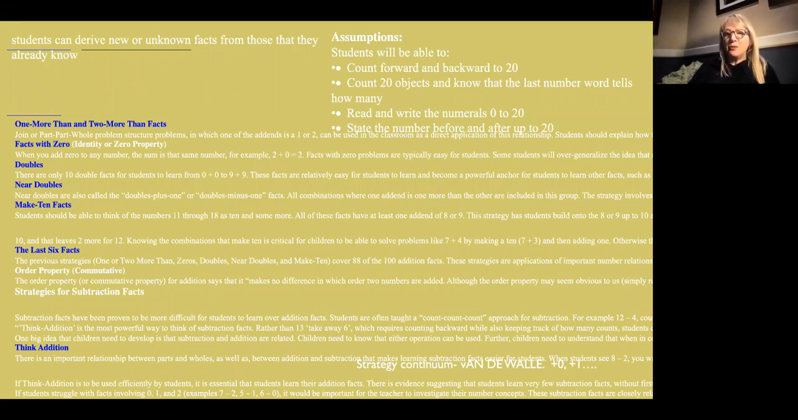But we also really quickly want them to be able to state the number before and after 20. And that's something that builds up their one more, two more facts. And you can push it as far as you can. But we want to make sure that these are all happening before you start to have them explore adding and subtracting. Okay.